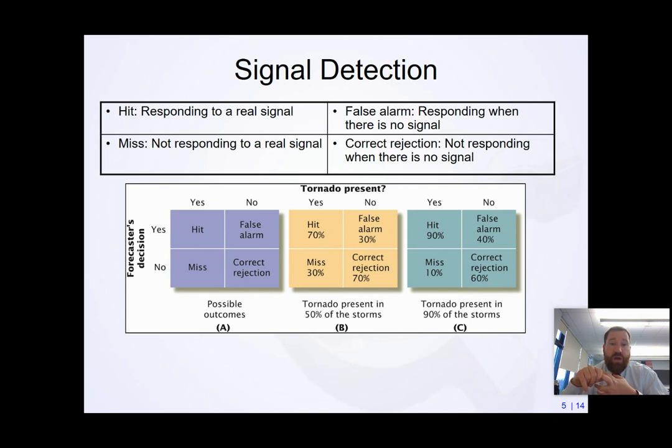Two, you also don't want to miss one, right? You definitely don't want to miss one. Say, oh, don't worry about it, there's no tornado. When a tornado comes through a house, that would be really, really bad. So people need to be trained, right? Again, how to detect the real threat and how to correctly reject the things that are not, in this case, tornadoes. So this is all signal detection theory.